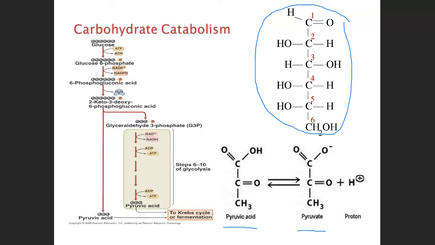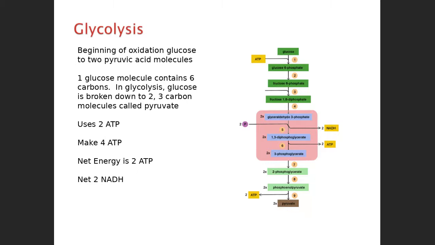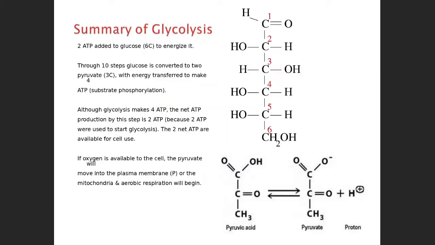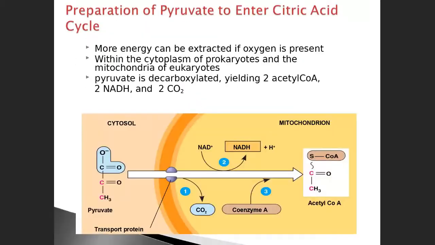Okay. All right. Here's a summary. We've already done that. Let's talk about the prep step. The prep step prepares pyruvic acid or pyruvate to enter the citric acid cycle. Pyruvate is 3 carbons big. It's too big to fit in the molecule that's going to take it into the citric acid cycle. So the cell needs to convert it. It needs to remove a carbon.